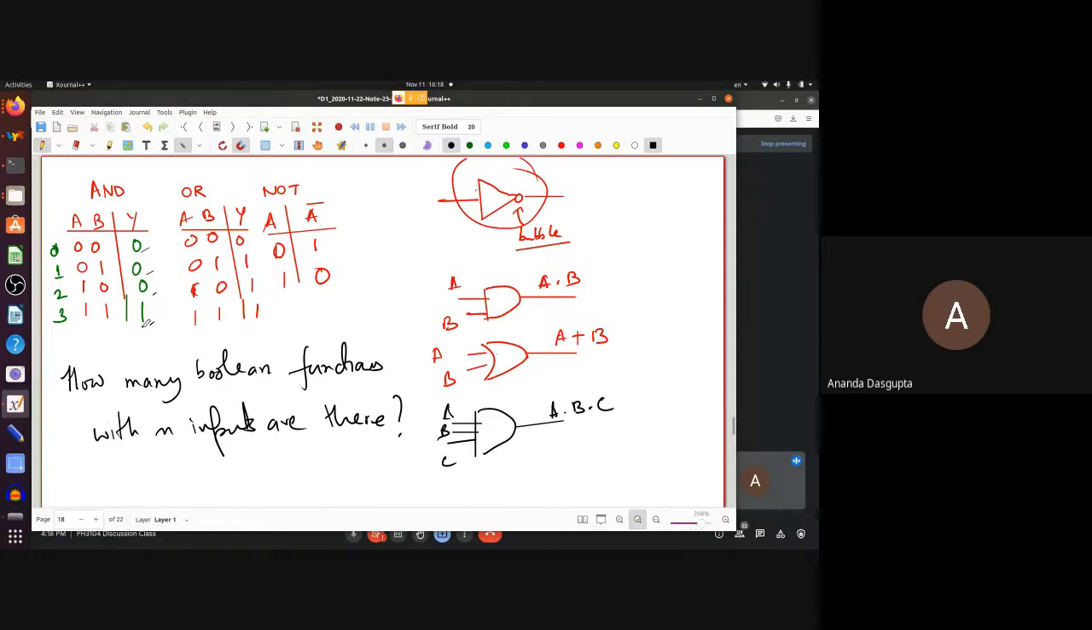So now, how many for n inputs? That's for 2 inputs. Then it will be simply 2 to the power 2 to the power n. Yeah, it is 2 to the power 2 to the power n because there are 2 to the n possible input combinations. For each and every one of them, you have 2 possibilities in the output.